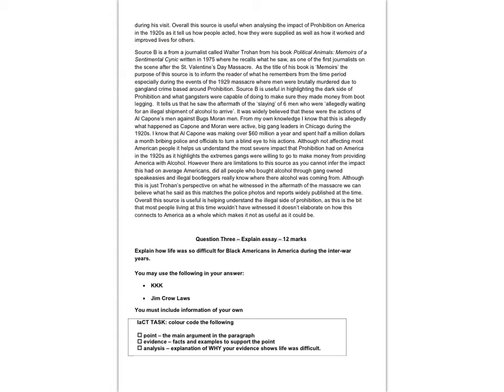Question 3 is the 12-mark 3 PEA paragraph essay that students are expected to write. They have again been practicing this particular skill since Year 7, and the 12-mark essay in this case will have a 15-minute time allocation. The question: explain how life was so difficult for Black Americans in America during the interwar years. You may use the following in your answer: the KKK, the Jim Crow laws. You must include information of your own.